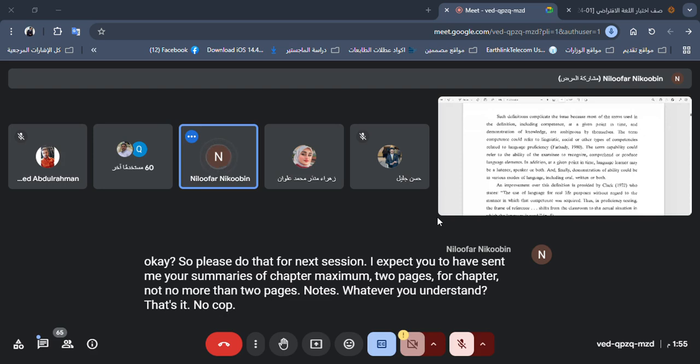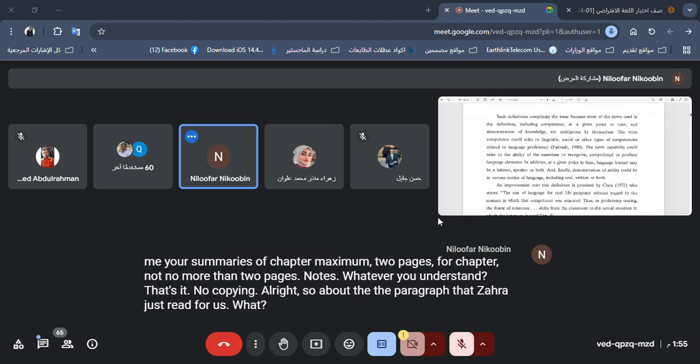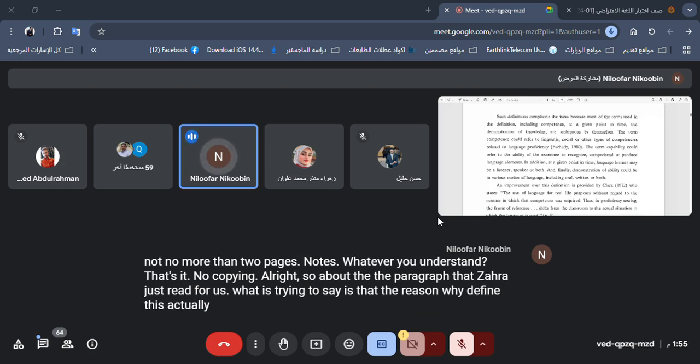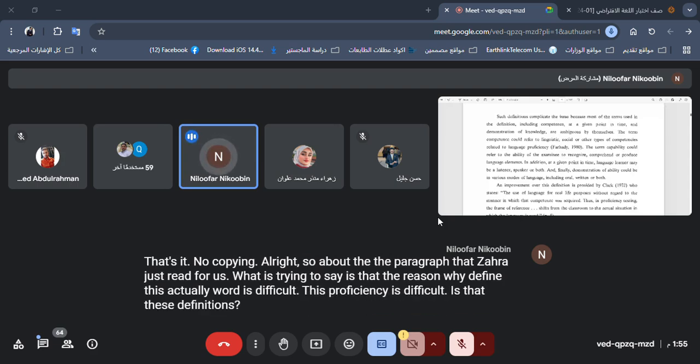No copying. All right. So about the paragraph that Zahra just read for us, what it's trying to say is that the reason why defining this word, proficiency, is difficult is that the definitions they provide are actually vague.